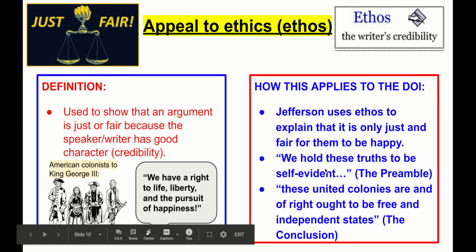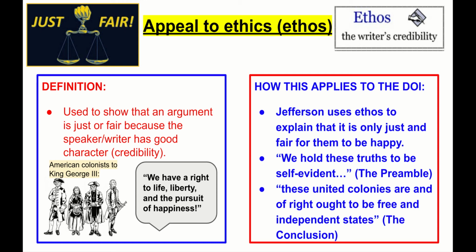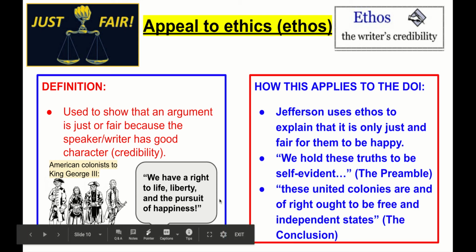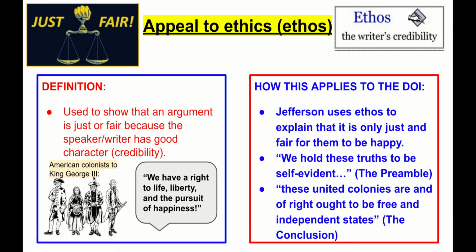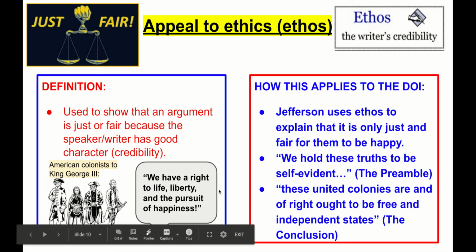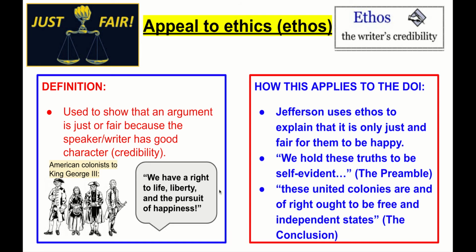We hold these truths to be self-evident. And here's a quote from the conclusion. These united colonies are and of right ought to be free and independent states. And here's a little graphic that explains that. The American colonists talking to King George III: We have a right to life, liberty, and the pursuit of happiness.